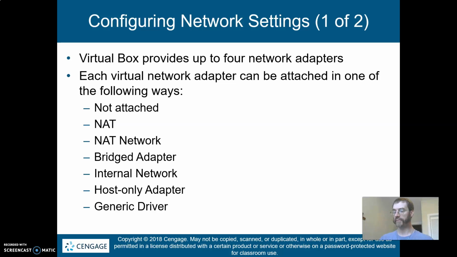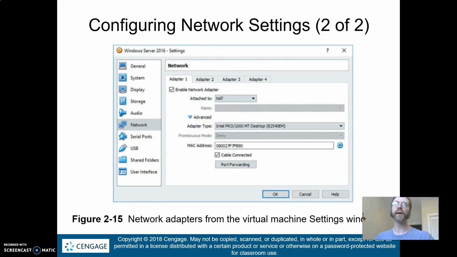Then there's the generic driver, and it kind of looks like this. You've got your adapters 1, 2, 3, and 4. If you want to enable them, you can do that. You can see its MAC address. If you want to change its MAC address, you can click the refresh button. You can tell it whether the cable is connected or not. Literally, whether it should behave like the NIC is receiving a carrier signal from the switch or router that it would otherwise be plugged into.